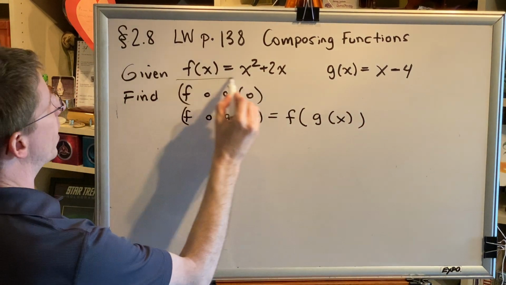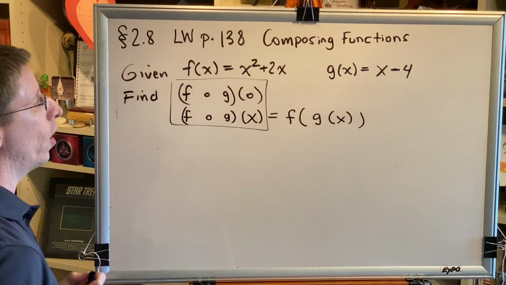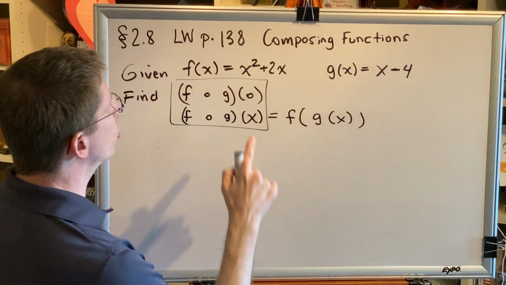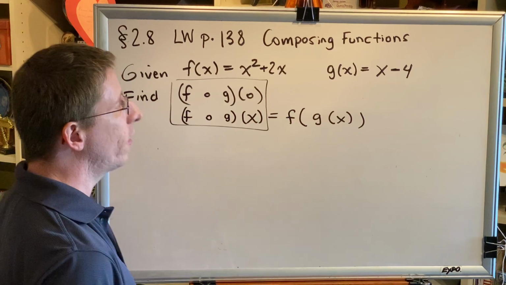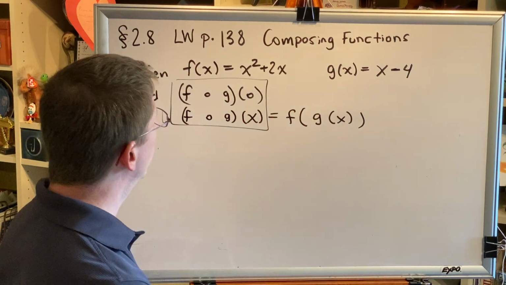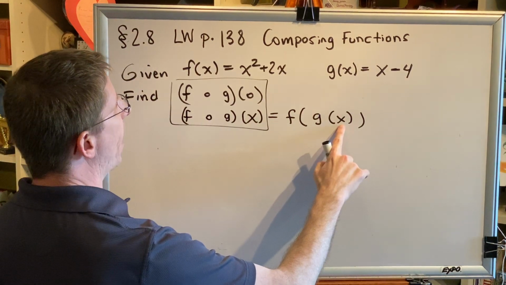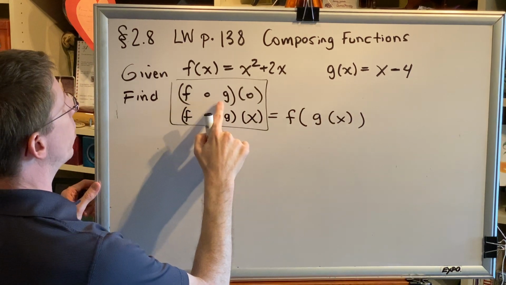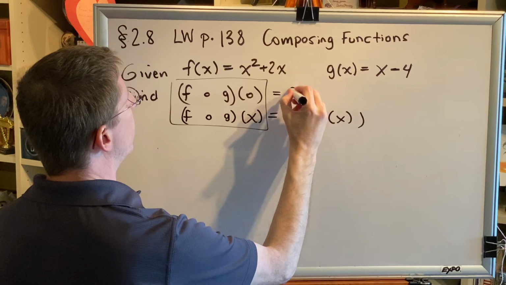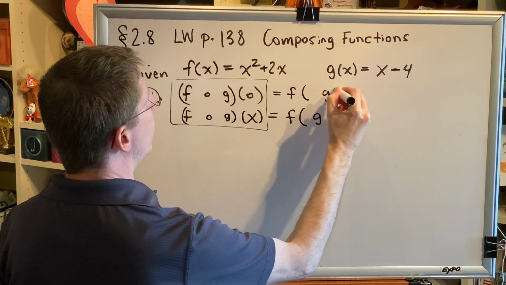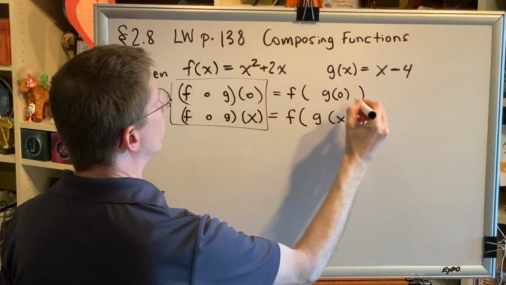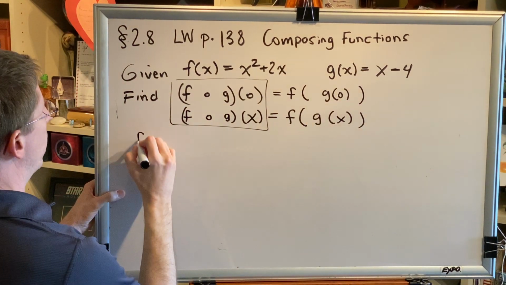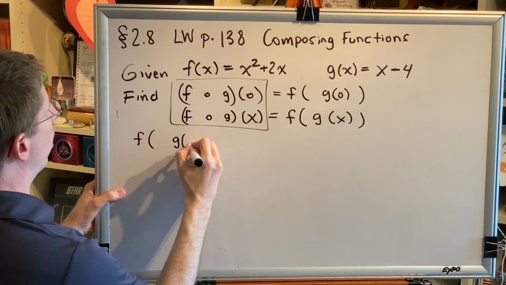If you look at the left-hand side of that definition and compare it with what they're asking us to find in this problem, there's only one change. The 0 is sitting where the x used to be. So if we simply change this x to a 0, that will tell us what this equals. F composed with g of 0 must mean f of g of 0. So if we can find what this is, we'll have the answer to our problem. F of g of 0.